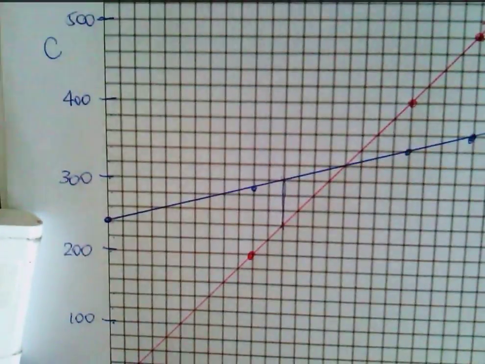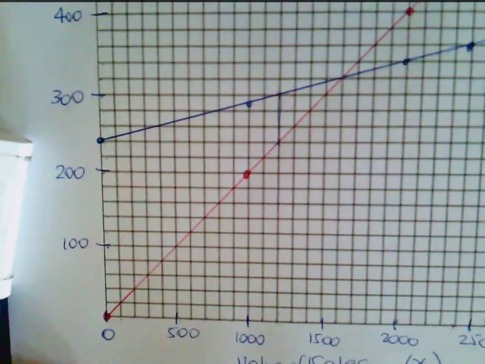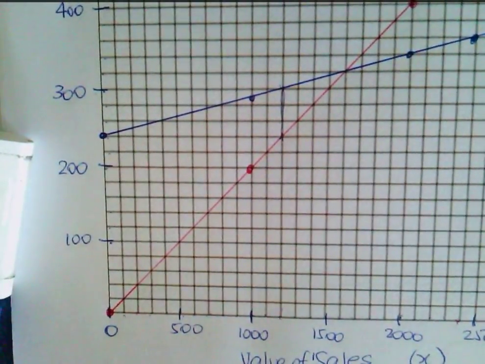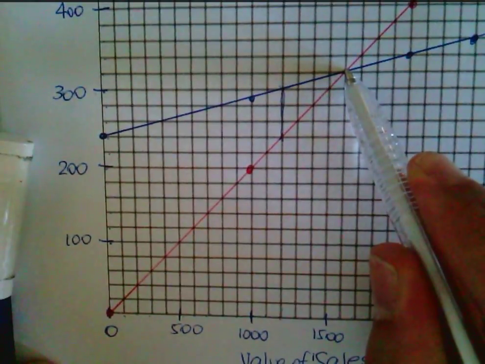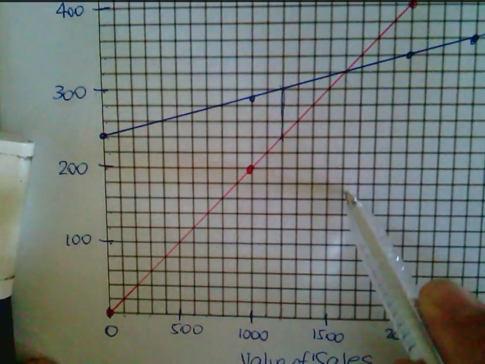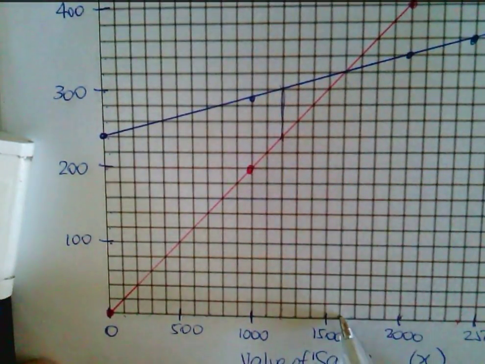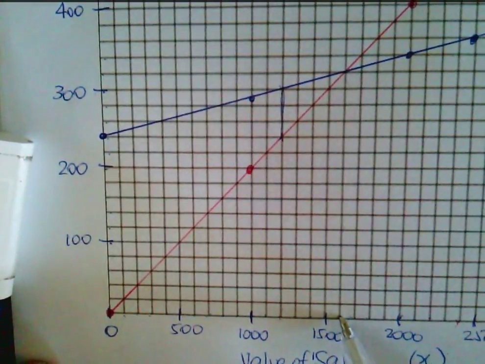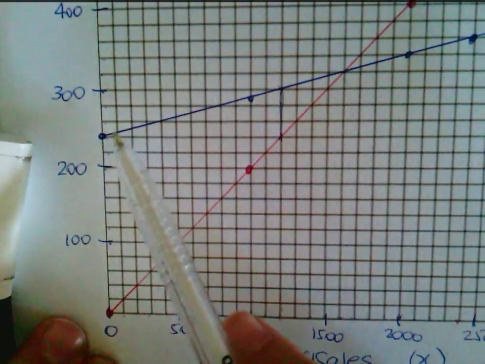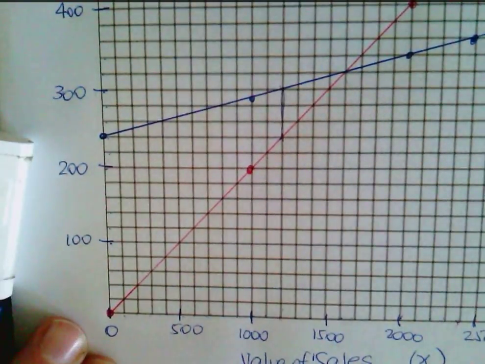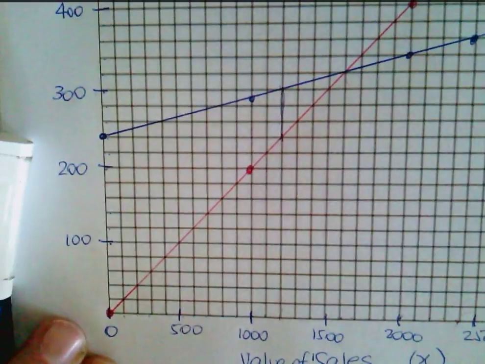It says, for what value of sales does Megan earn more than Jane? So Megan's blue, Jane is red. Up to what value of sales does Megan earn more than Jane? Well, it's up to here. Let's go down and have a look. It's exactly 1,600. Very good. So, girls, Megan earns more commission than Jane if the sales are under 1,600.